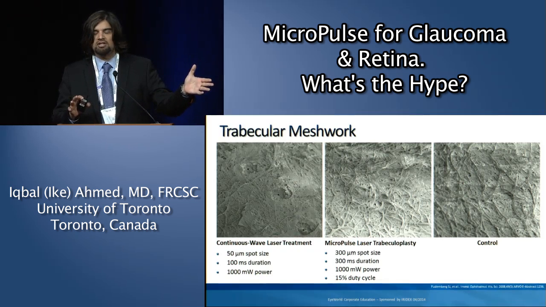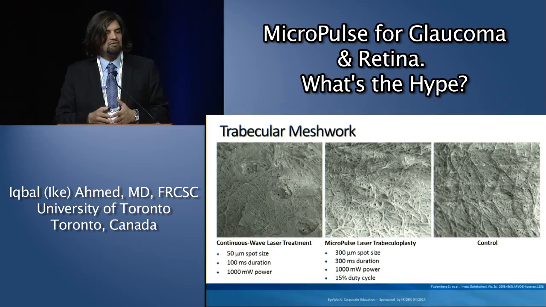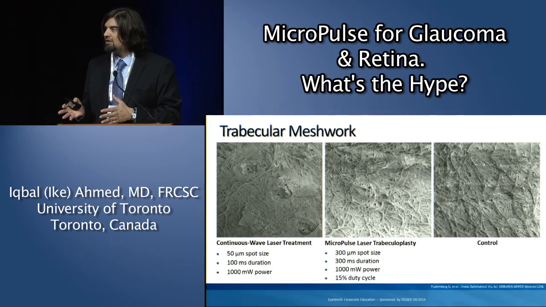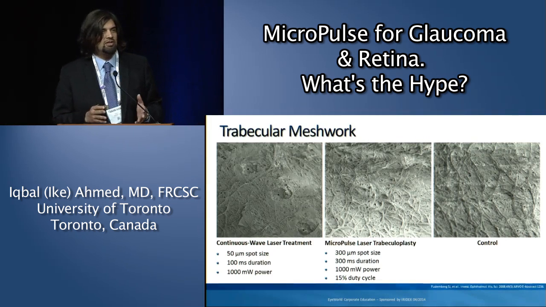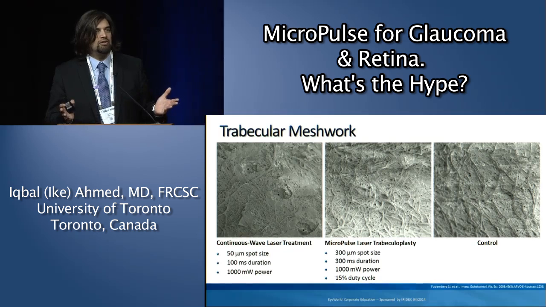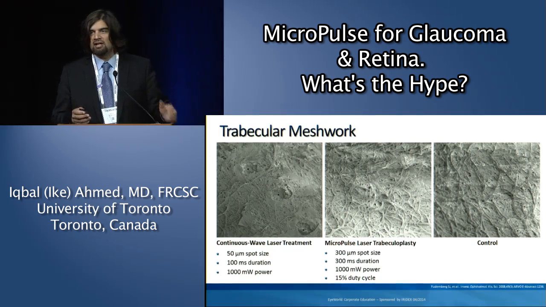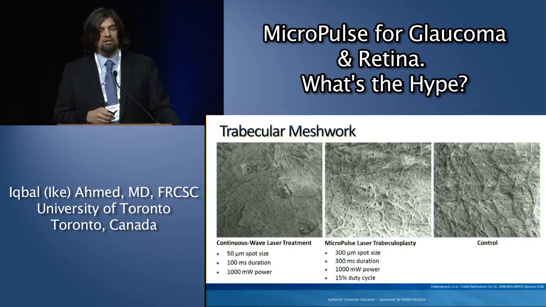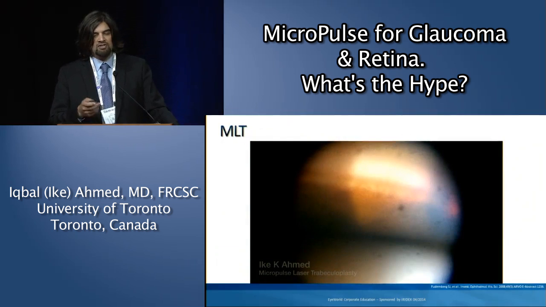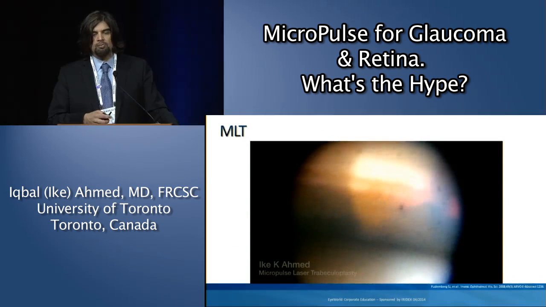So these EM studies here just show you what the meshwork looks like with ALT conventional continuous wave treatment versus MLT versus control, right? Pictures tell 1,000 words, and you can see here that the control versus MLT treated eye is virtually no difference. I'd love to see that from a structural perspective, but yet we still get a biological chemical response. And this video here, we can play the video, just shows you the procedure itself.